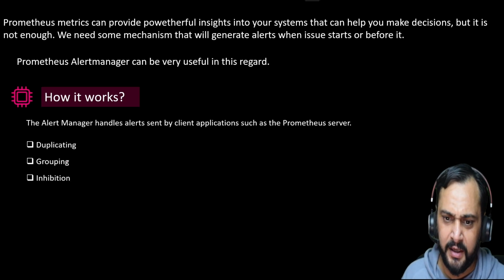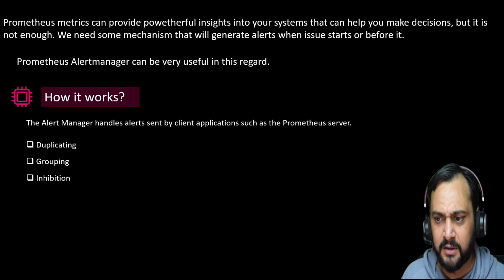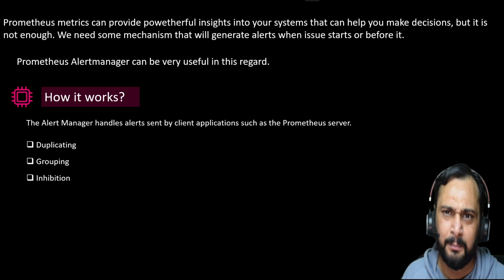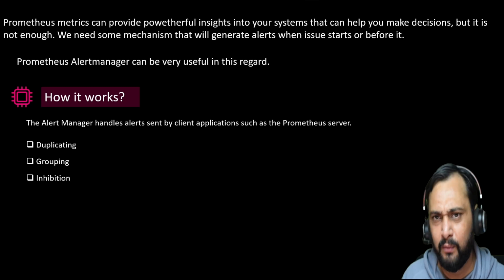The other core feature is inhibition, which is the concept of suppressing notification of certain alerts if certain other alerts are already firing. For example, an alert is firing that informs that the entire cluster is not reachable. Alert Manager can be configured to mute all other alerts concerning this cluster if that particular alert is firing. If it is still not clear, no issue.